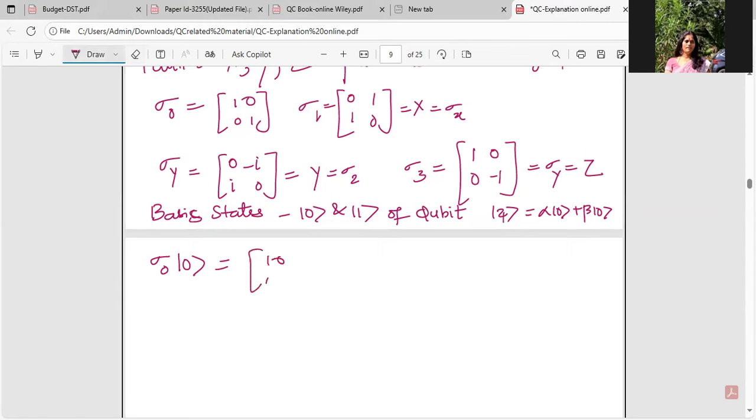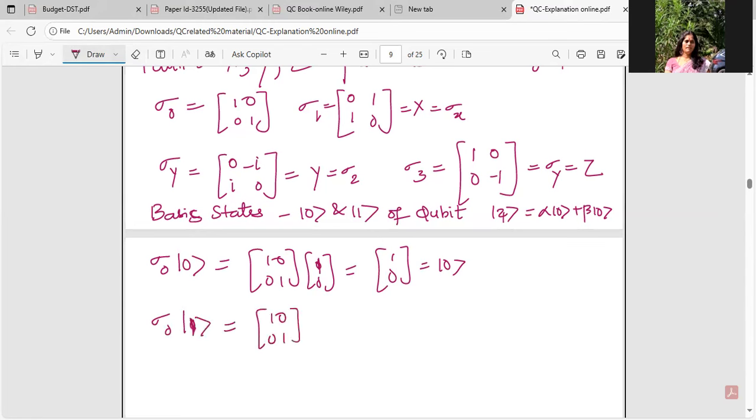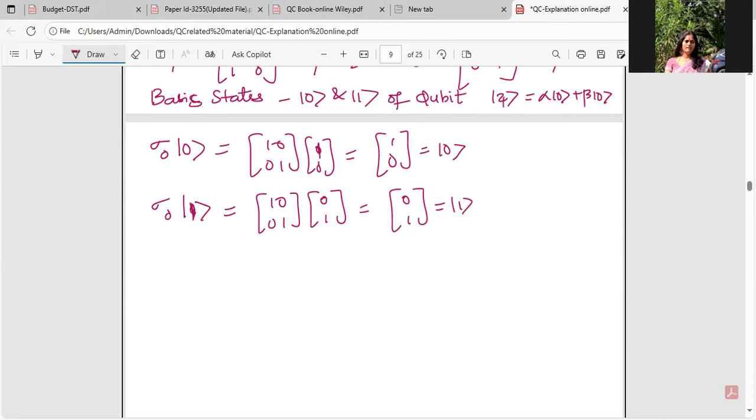Of course, this is the identity operator. So by the name itself, identity operator means whatever you give, the same thing comes out. Of course, you can check, ket 0 only comes out. Similarly, sigma naught on ket 1 gives you ket 1 only. Coming to the remaining ones, how the operators are operated on the basic states.